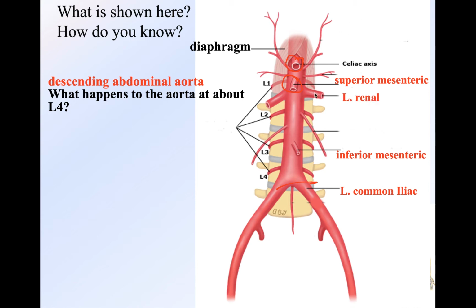Here is the left renal artery, and here's the right renal artery. You can see slight differences here. The right kidney actually sits just a bit lower than the left kidney, and that's why this angles down a little bit more and is slightly longer.